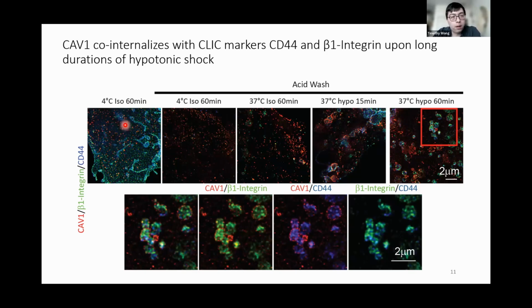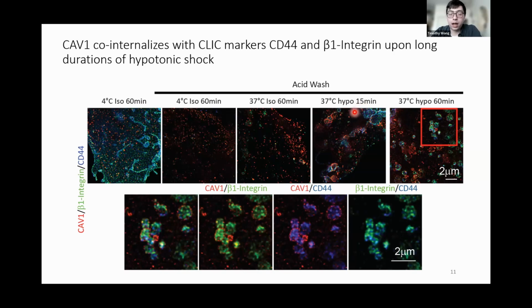So in this top left panel is a control. The cells were incubated with antibodies in isotonic media for 60 minutes at 4 degrees. At 4 degrees, there would be no internalization or endocytosis, and you can see cell surface labeling of beta-1 integrin and CD44. When we do that acid wash, we will strip away basically all labeling of beta-1 integrin and CD44. If we do this at 37 degrees, you can see some labeling of CD44 and beta-1 integrin, just reflecting some natural turnover or internalization by endocytosis.